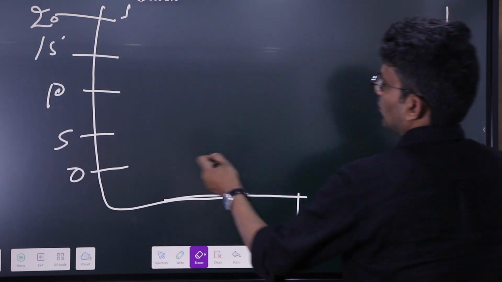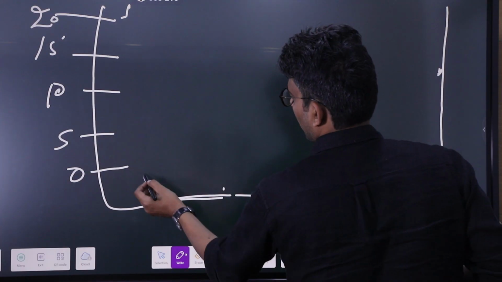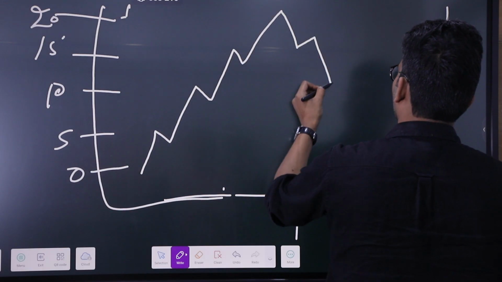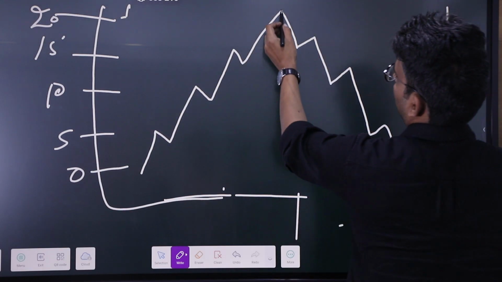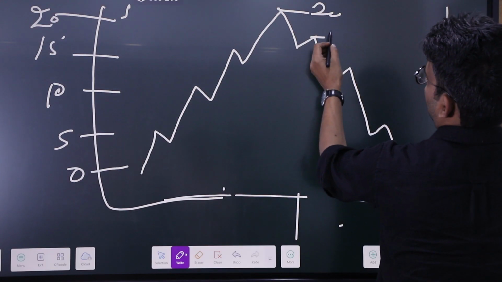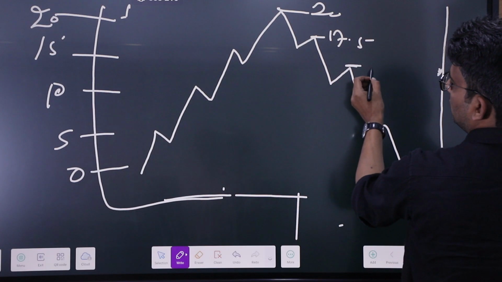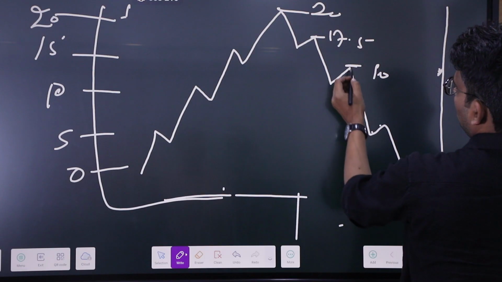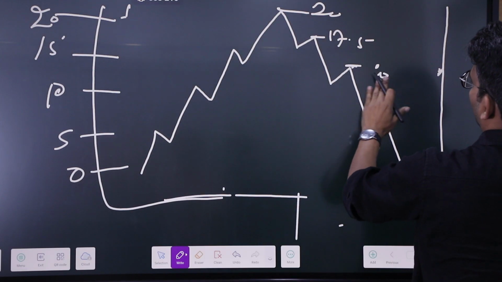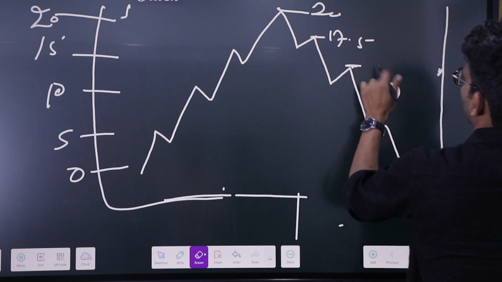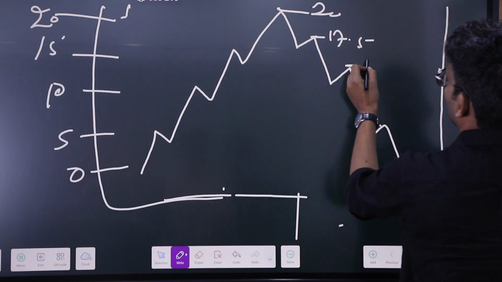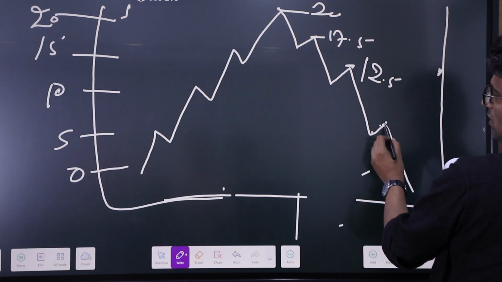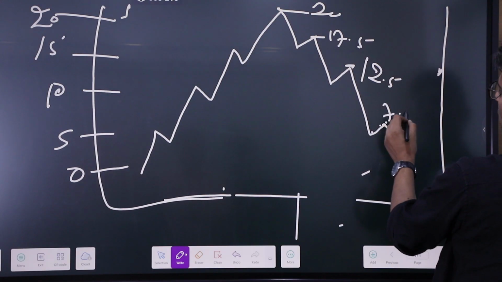Now, this was the upward movement here. Say it is coming down. Say this is 20, this is 17.5, this is 10, this is 12.5, and this is 7.5 here. So that is what it means.